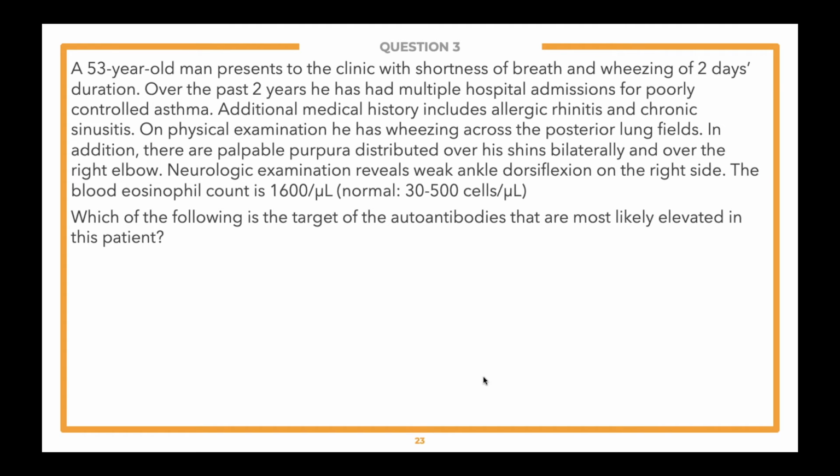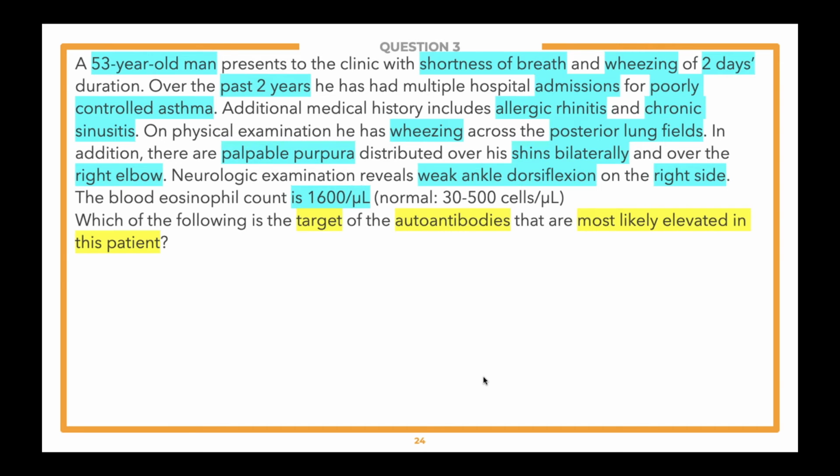Thank you, Sean. So once again, we're going to show you what we think are the important clues in this question and the vignette. Okay, so now we've got a 53-year-old male, and he's coming because of shortness of breath and wheezing, so you want to make note of that. Now this question also gives us a little bit of duration. They tell us this has been going on for 2 days, so a little bit acute.